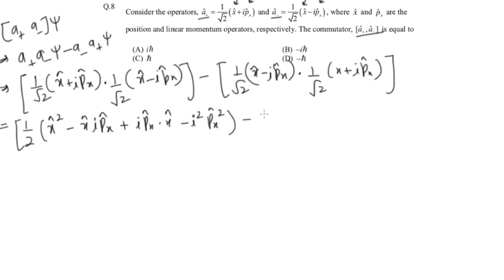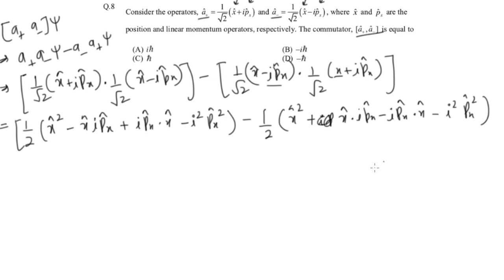Then the minus sign and the other one. The other one will also have 1 by 2 outside, and it will be x cap square, then plus x cap i px cap, then minus i px cap x cap. What I'm doing is just multiplying one with the other. Okay, so that's all, and at the end I will get minus i square px cap square. So that's what I'm going to get.